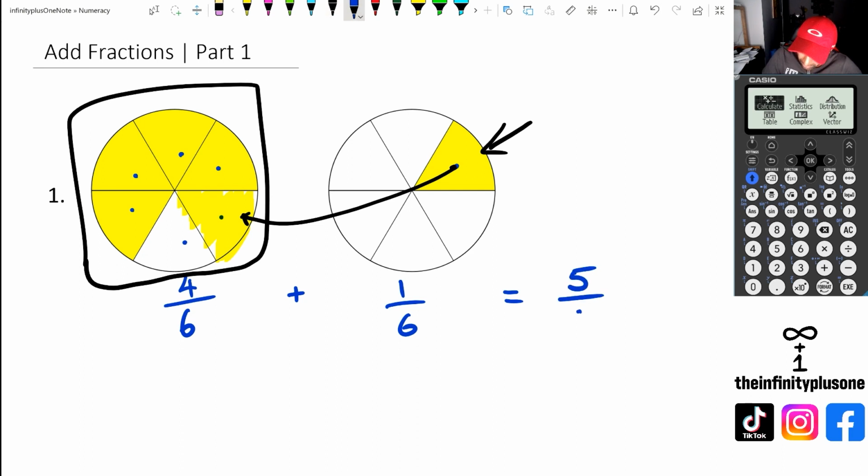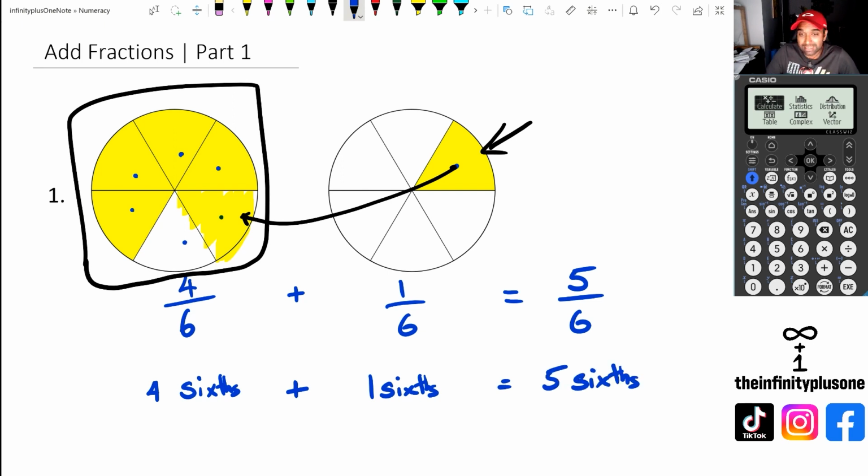So whenever you add fractions, you want to add the numerators, but the denominators have to stay the same. Because if you have 4/6 plus 1/6, that is equal to 5/6. Now, if you were to write this down, we write it like this: 4/6 plus 1/6 is equal to 5/6. And that's pretty much how we write that.